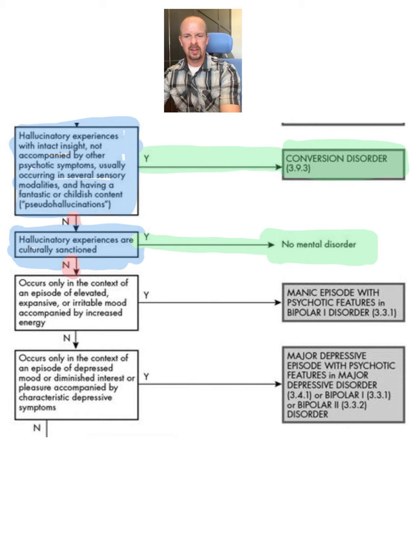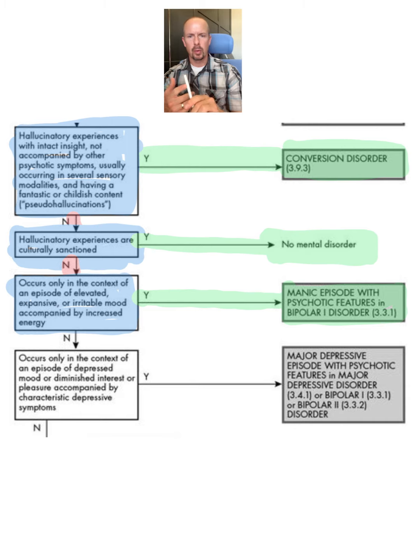Going down then, let's say that it's not culturally sanctioned, and they're continuing to have hallucinations. And in this case, it's only occurring in the context of an elevated or expansive mood. And in the other video that I made, if it's in the midst of an expansive mood, irritable mood, or elevated mood, we know that there's the possibility of some sort of mood component. If it's elevated, we know likely that bipolar is involved, which in this case is what's happening. The appropriate diagnosis would be a manic episode with psychotic features.